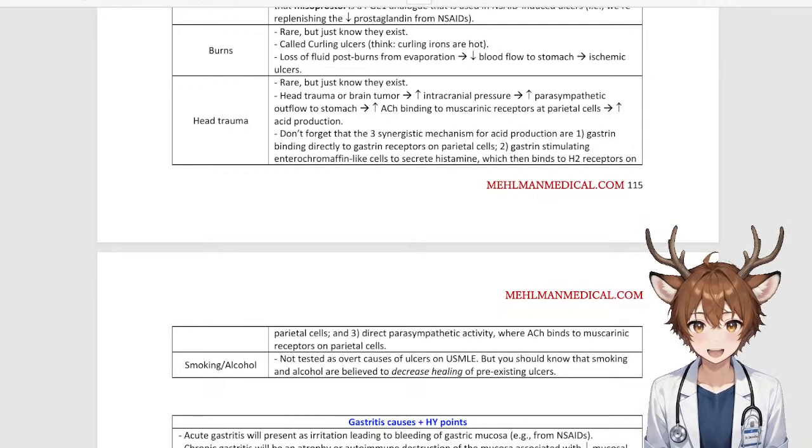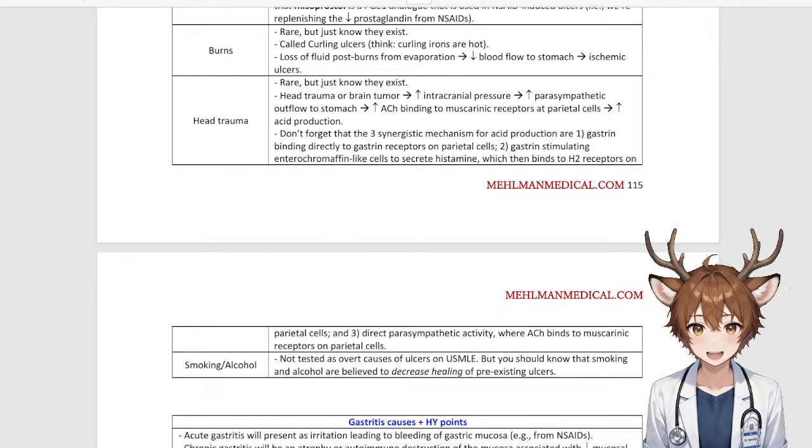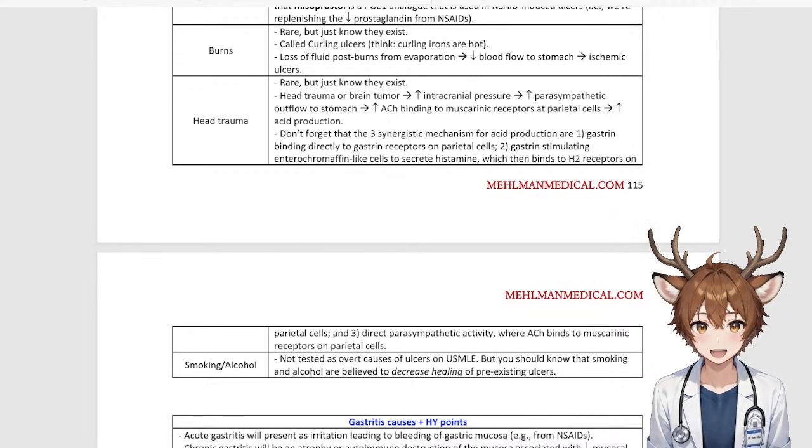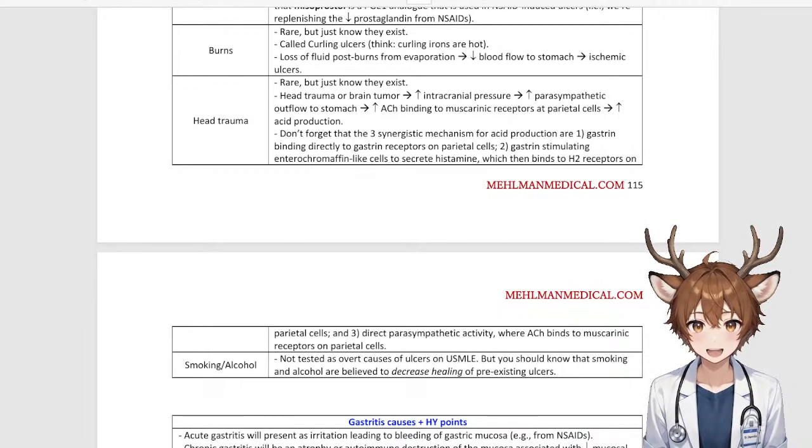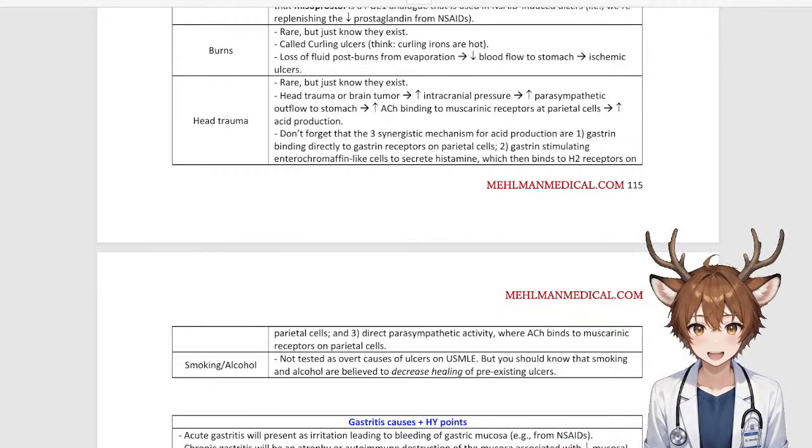Smoking and alcohol. Not tested as an overt cause of ulcers on USMLE, but you should know that smoking and alcohol are believed to decrease healing of pre-existing ulcers.